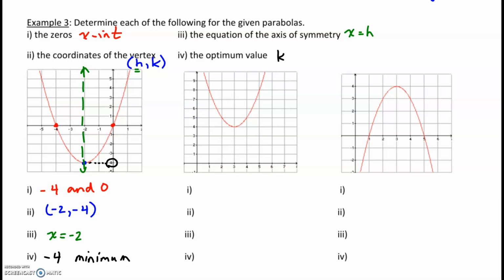So we're starting with our zeros. My zeros don't exist, none. Because my vertex is above the x-axis and the parabola opens up, this parabola will never cross the x-axis. So there is no x-intercepts. All right, next is our vertex. So our vertex is (3, 4).